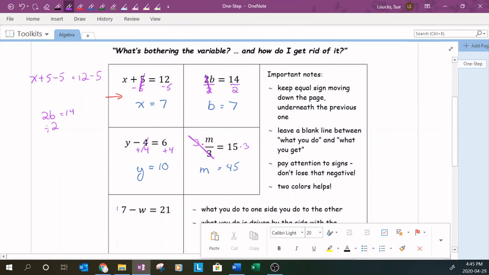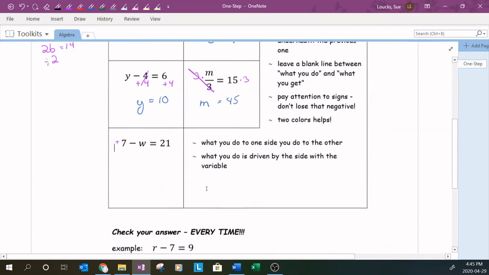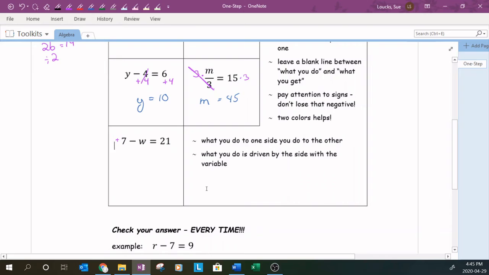I've got a positive 7 here, so I need to get rid of that, which means I'm going to subtract 7. I'm going to subtract 7 on this side, and I'm going to subtract 7 on this side. These cancel out. What am I left with? I need to be careful here.